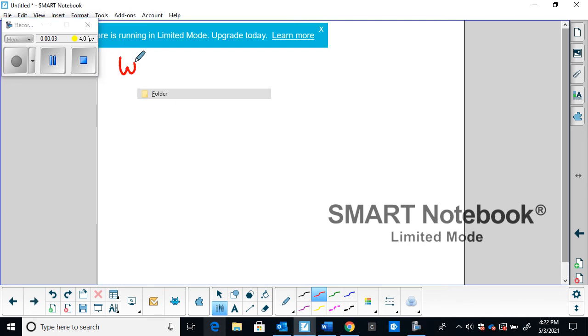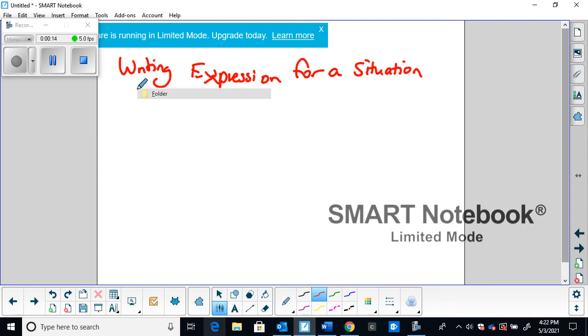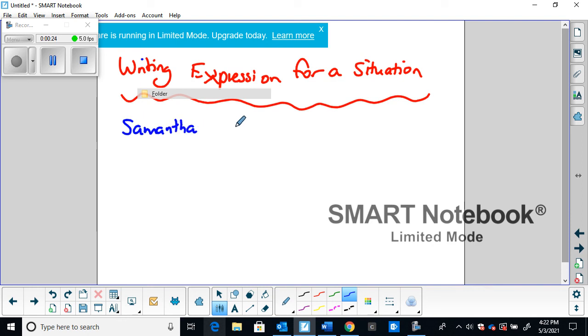The next thing we looked at is writing expressions for sentences. Okay, so how would I write an expression for a situation? And we looked at progressively harder questions in class, but if I was given the expression, let's say, Samantha is 5 years older than Jimmy, all right, and we wanted to write an expression to represent that.